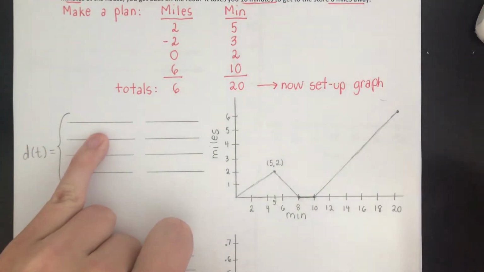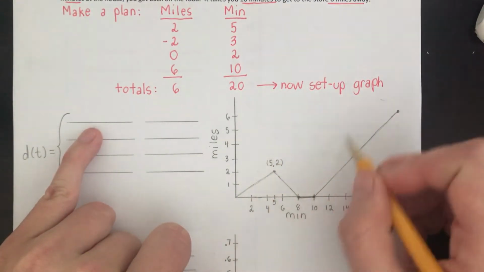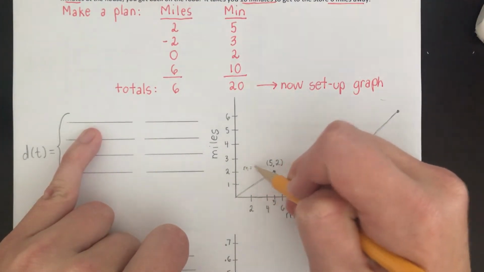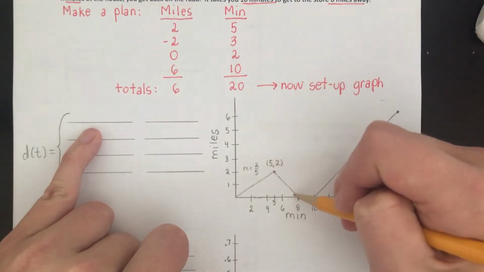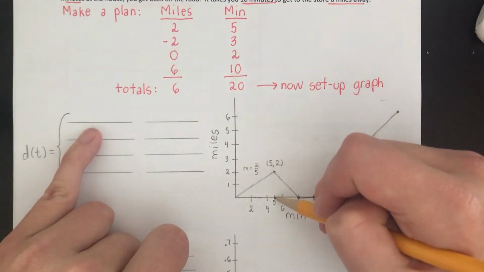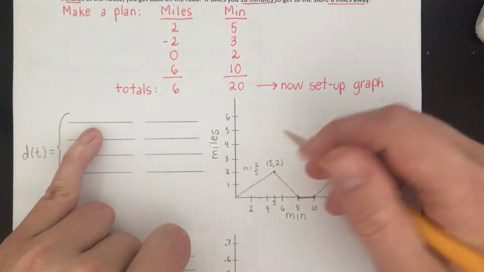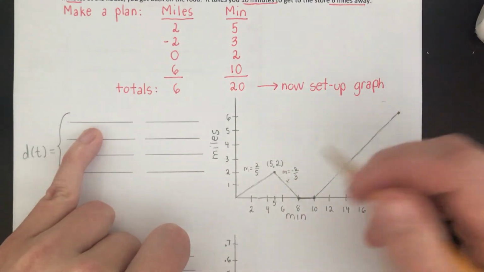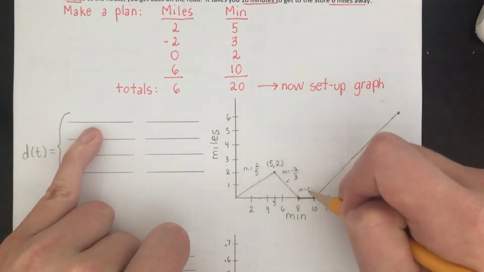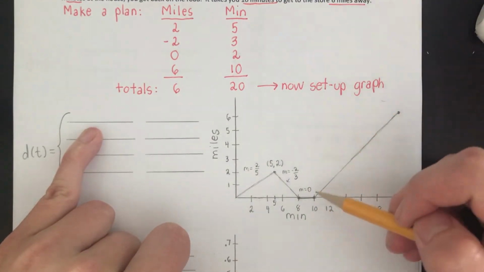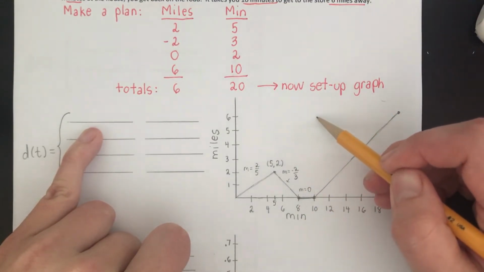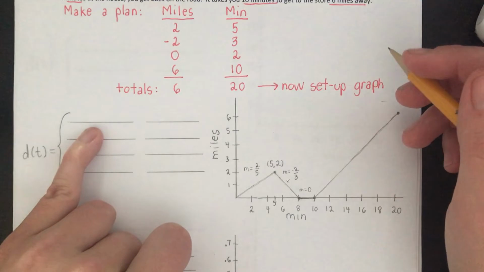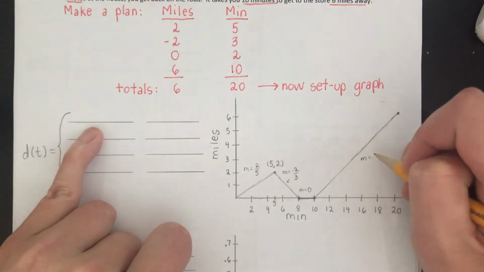So for my first equation, I need to find my slope of each little segment here. So I go up 2, right 5. So my slope for this first segment is 2/5. Here for the second segment, I go down 2, right 3. So that'd be a -2/3 for this segment here. This segment, obviously, my slope is 0. And then last but not least, this segment here, I go up 6, right 10. So 6 over 10, which would simplify to 3 over 5.